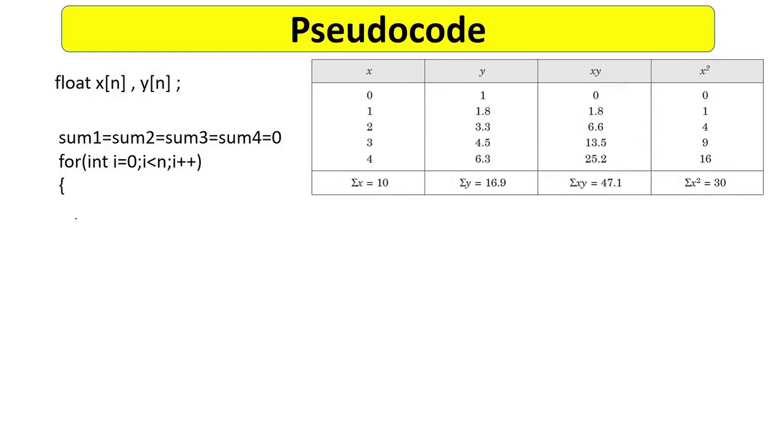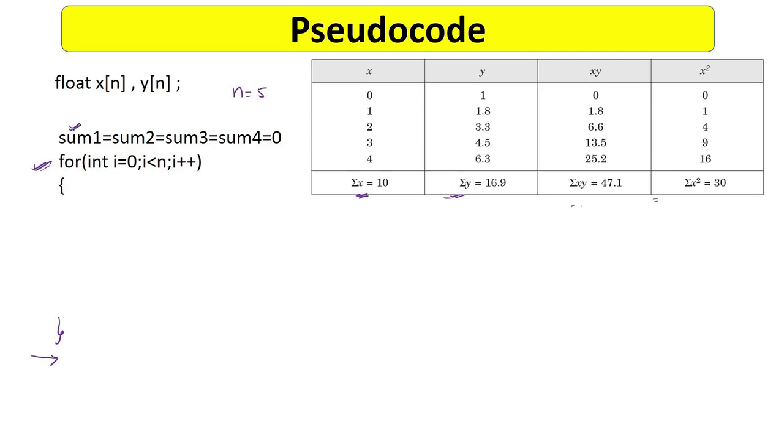So let's see how. I will be taking a loop from I equal to 0 to I less than n. So here n is 5, so I will be running a loop from 0 to 4. And inside this for loop, I will be finding this summation of x, y, xy and x square. That means when this loop is over, I will have all these summation values. And where will I be storing all these summation values?